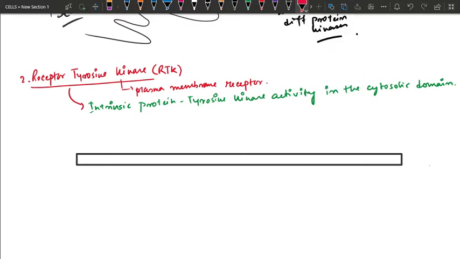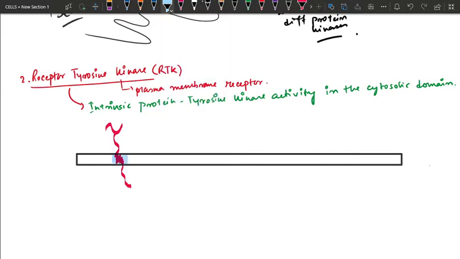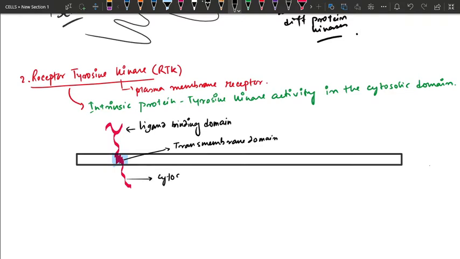Suppose this is the ligand binding domain, and this is the transmembrane domain. This is the ligand binding domain, and this one is the transmembrane domain, and the lower one is the cytosolic domain. The important point here is that this is the membrane, this is the exoplasm, and this is the cytoplasm.